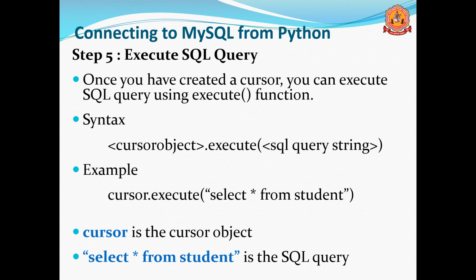If you know how to retrieve all the data, then you can automatically retrieve the remaining data as well. Here, select star from student is the query to retrieve the data from the table. We write the example like this: cursor dot execute, in double quotes, select star from student. This is the statement we use to retrieve the data.